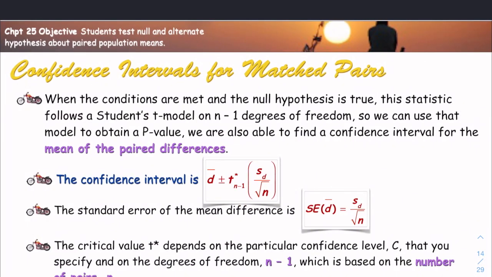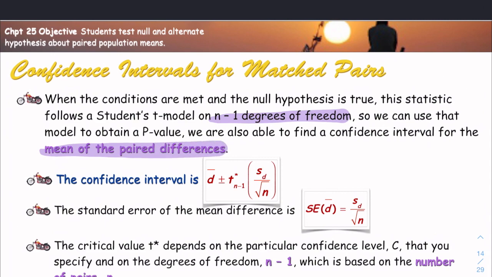With confidence intervals for matched pairs, when the conditions are met and the null hypothesis is true, this statistic follows the student's t-model on n-1 degrees of freedom, so we can use that model to obtain a p-value. We are also able to find a confidence interval for the mean of the paired differences.